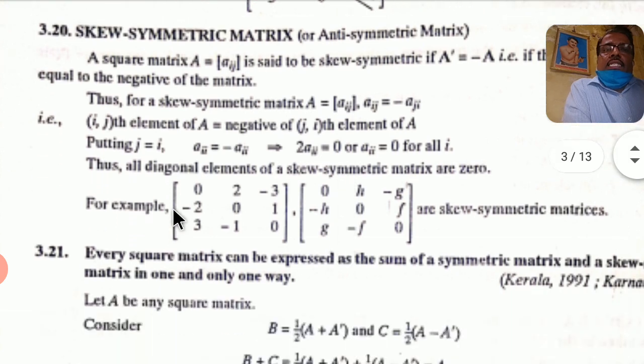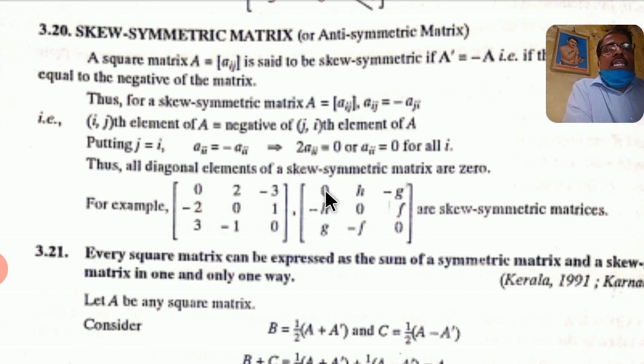For example, to check this, all the diagonal elements are 0, and the elements above and below the diagonal are of opposite signs. Here we have 2, but here we get -2, the opposite of this 2. The element is the same, 2 and 2, but with a negative sign. Here it is -3, but here we have plus 3. Here it is 1, but here you have -1.